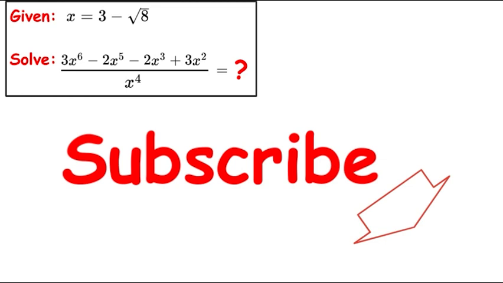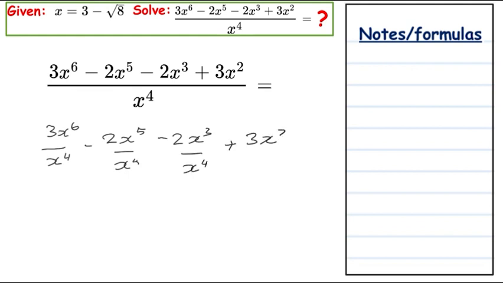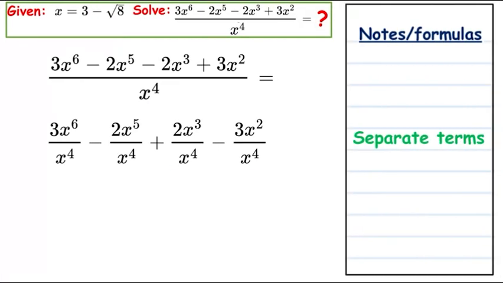So let's get started. First of all, let's concentrate on the fraction, and we're going to divide x to the 4 into all the terms. But first of all, let's separate them out. So we're going to get 3x to the 6 over x to the 4, minus 2x to the 5 over x to the 4, again minus 2x to the 3 over x to the 4. Separate them all out: 3x to the 2 over x to the 4.